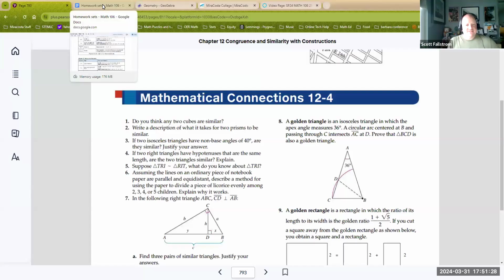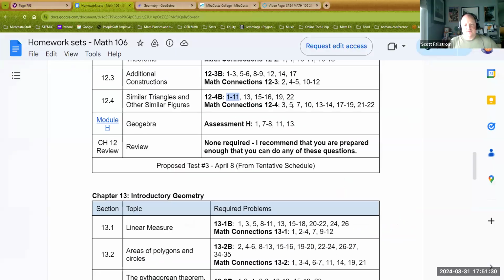Hello, students. Math connections: questions 12, 4, 3, 5, 7, 10, and then a couple little pairs. Let's take a look at these as we go. So 3, 5, and 7.